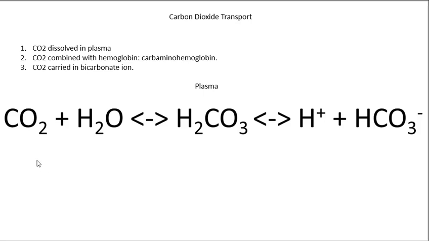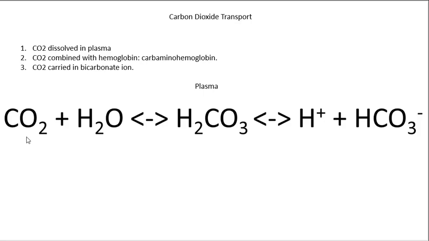So what happens when carbon dioxide goes into the blood? The tissues are making carbon dioxide. They take in oxygen, and a byproduct of metabolism is the production of carbon dioxide. Because carbon dioxide is lipid soluble, it moves by diffusion from a higher PCO2 to a lower PCO2. So it moves from the tissues and cells into the blood.